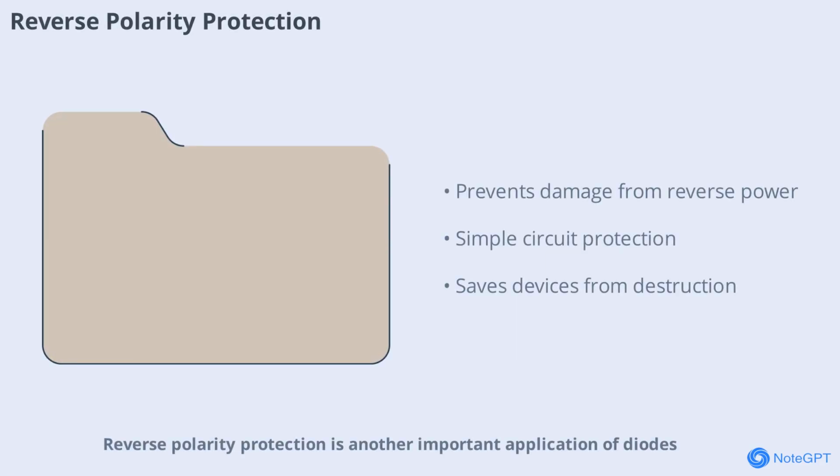Reverse polarity protection is another important application of diodes. By placing a diode in series with a power supply, devices are protected from damage if the power is connected backwards. This simple solution saves countless devices from accidental destruction.